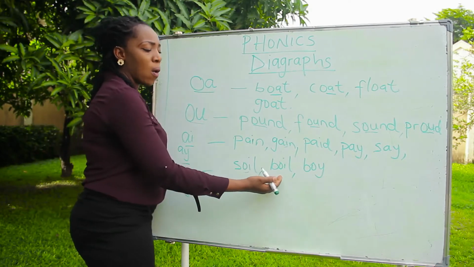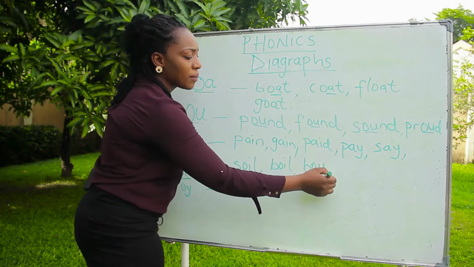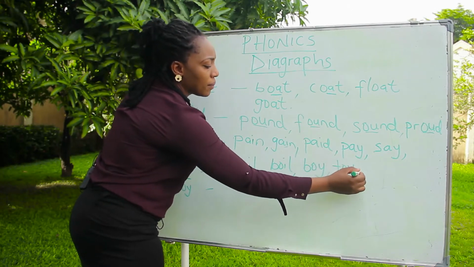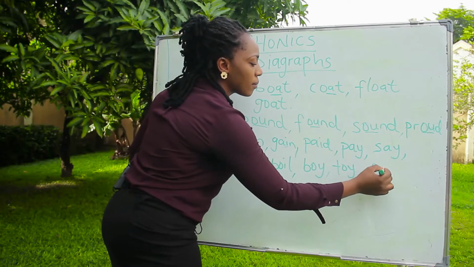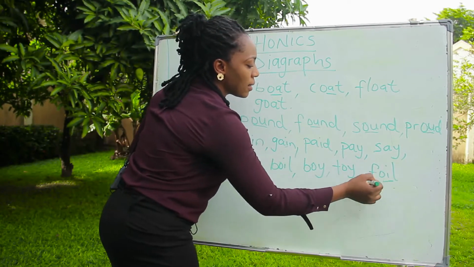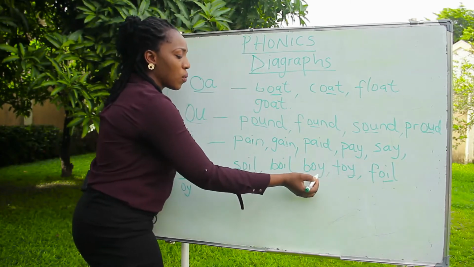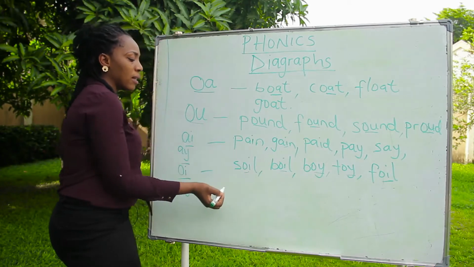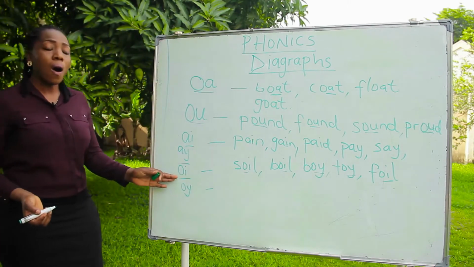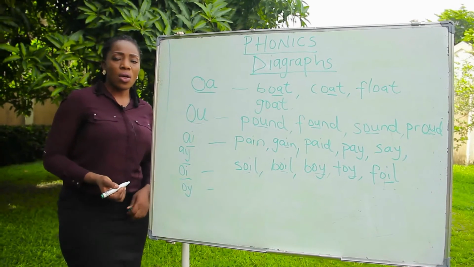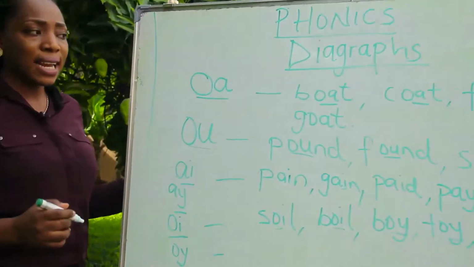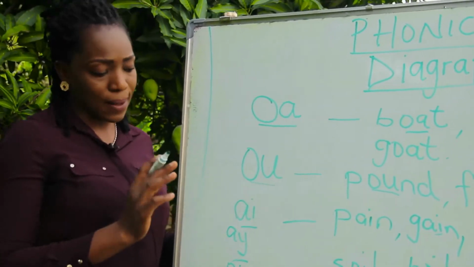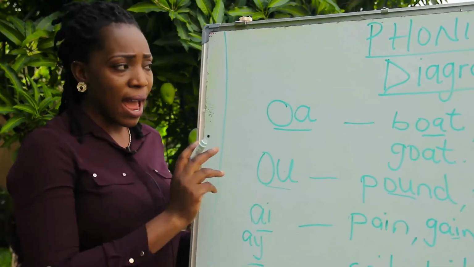Soil, boil, boy, toy, foil, etc. You can think of other words that have the oi sound. Now for today's class, I think let's take two more diagrams, then we'll end it for today.